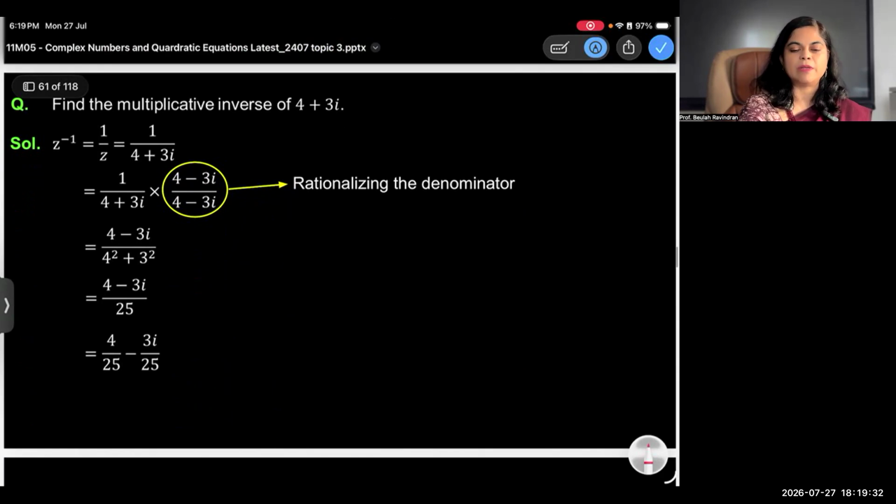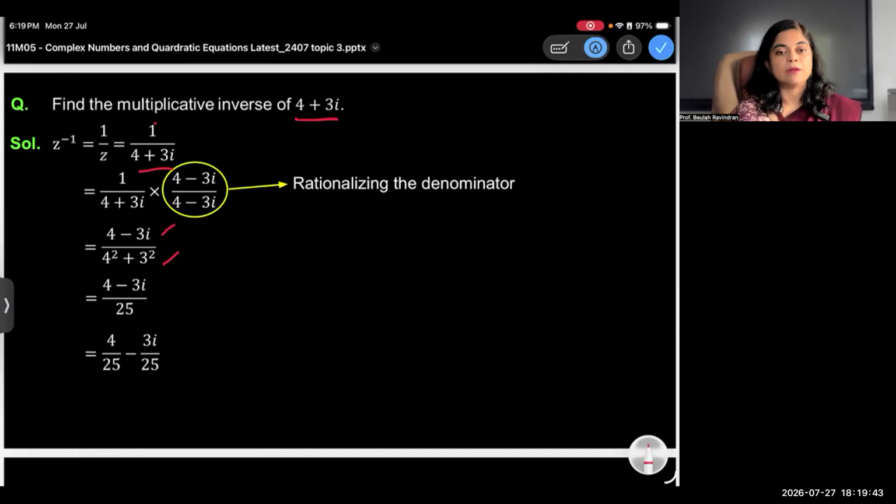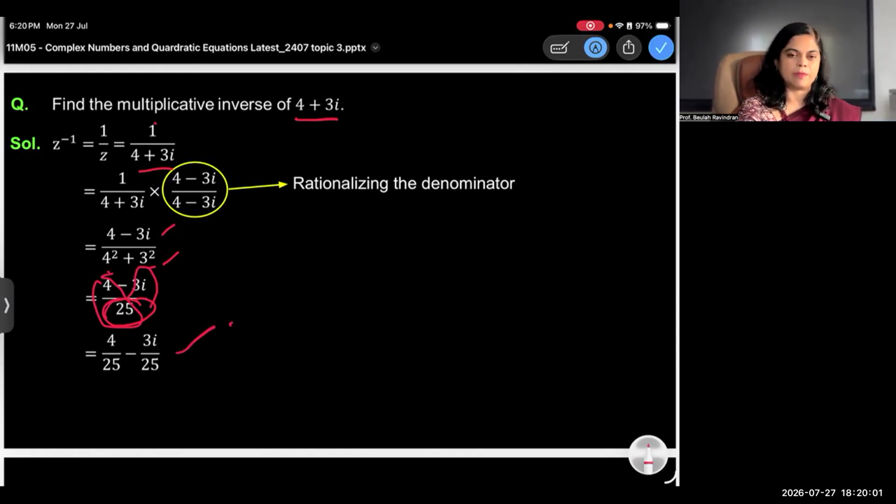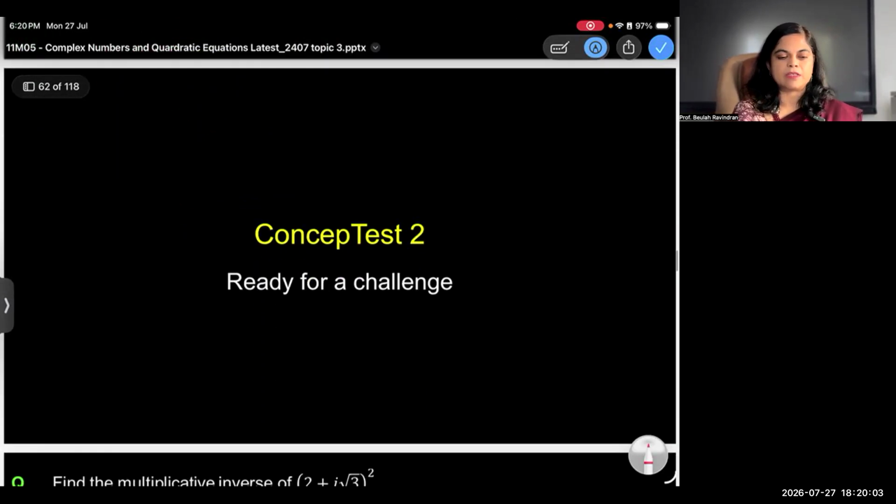And suppose you are asked to find the multiplicative inverse of this, you can write 1 by 4 plus 3i. The conjugate of 4 plus 3i is 4 minus 3i. So 4 minus 3i in the numerator, and the denominator is 4 square plus 3i the whole square. So minus i square will be plus 1, right? So plus 3 square. So 4 square plus 3 square will be 25. And 4 by 25 and 3i by 25. Like that, you have to separate the real and imaginary parts.